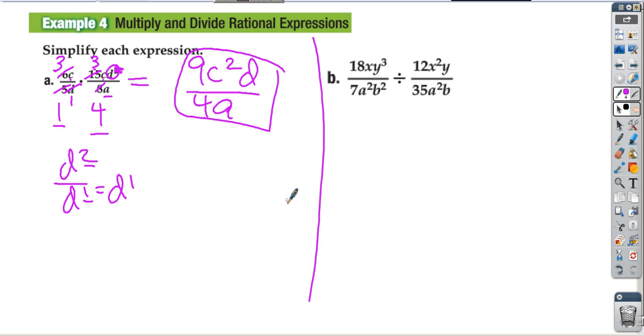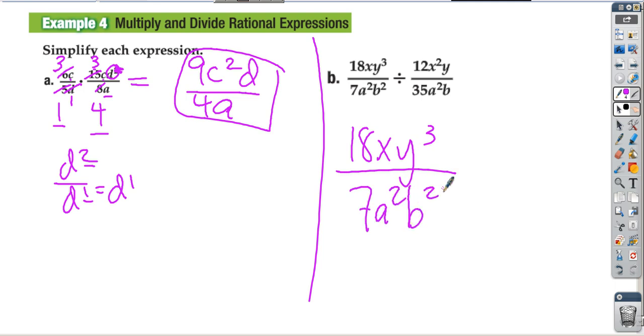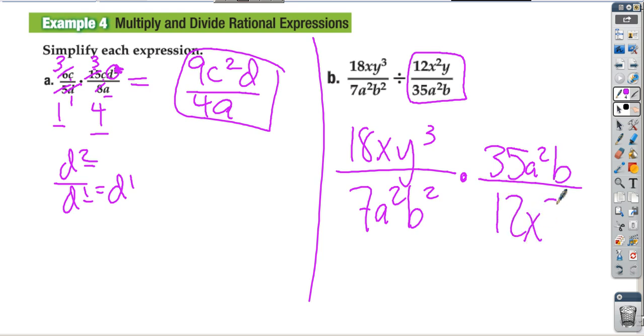Okay, dividing by a fraction is the same as multiplying by the reciprocal, so that's what we're going to need to keep in mind for this one. So let me rewrite 18xy cubed over 7a squared b squared, and then dividing by this fraction here is like multiplying by its reciprocal, and the reciprocal just means you flip it over. So 35a squared b over 12x squared y.